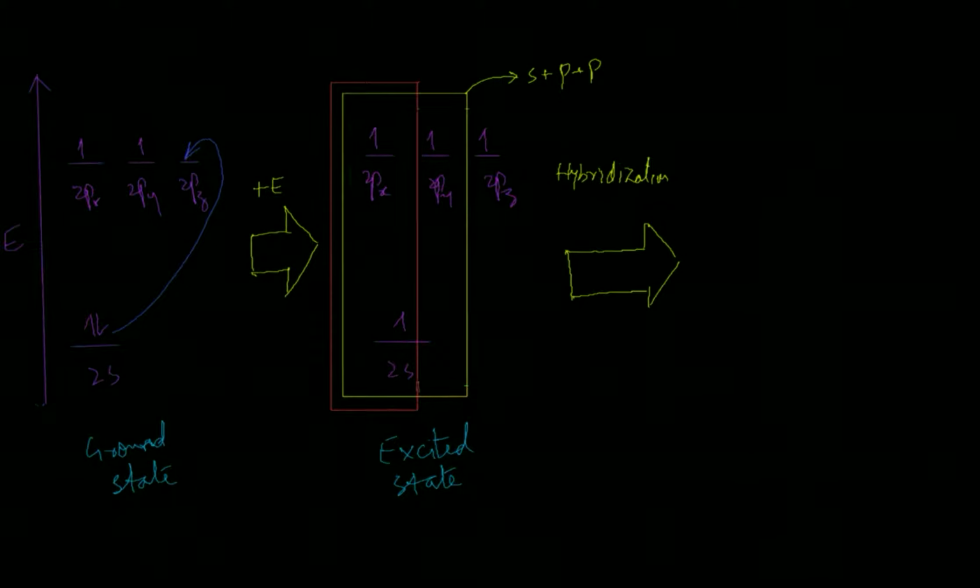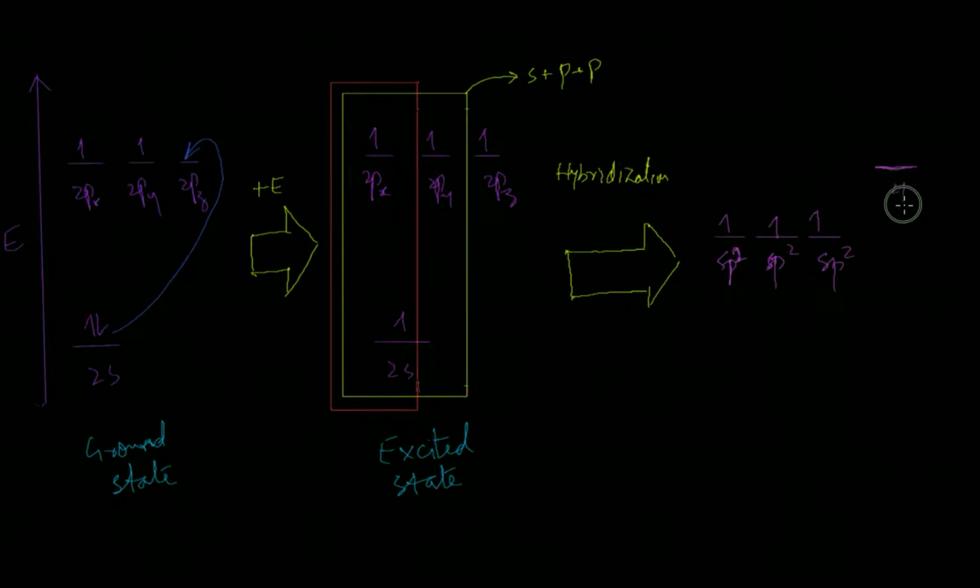Suppose these three orbitals are given here. This is their position. They will have three electrons, and these three electrons we put up here. One electron here, one here, one here. And these orbitals will be called sp2 hybrid orbitals. And the one orbital that has not taken part in the hybridization process will remain as such at its particular position.